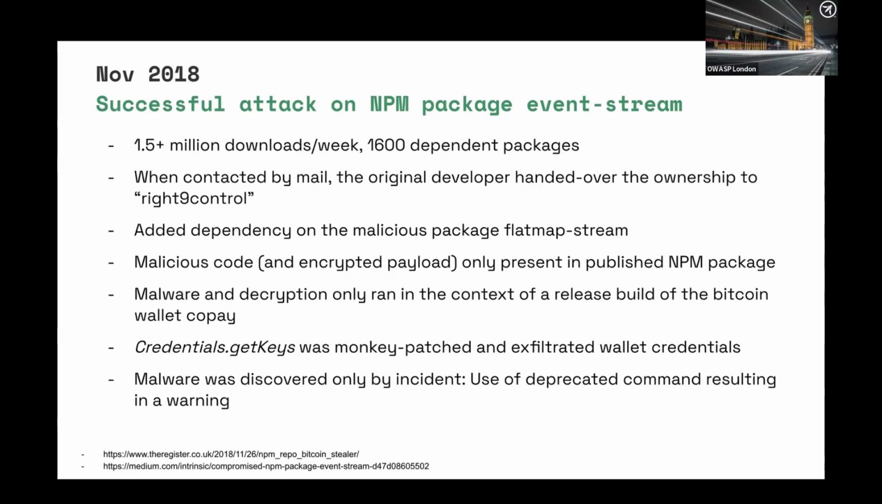And only in that case, it would alter the code of this Bitcoin wallet in a way that it monkey patched, it overrode the functionality of a function called credentials.keys, getKeys. And the change was that once that function is called, it exfiltrated wallet credentials. And as so many times, the community just discovered this by luck, just because the malicious code contained one deprecated command, and somebody paying attention to those logs when building stuff noticed this and dug deeper until he eventually found it.